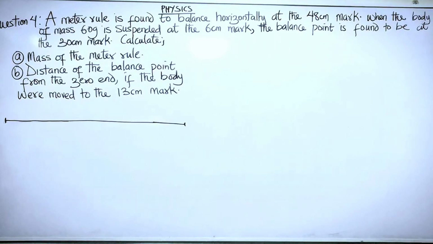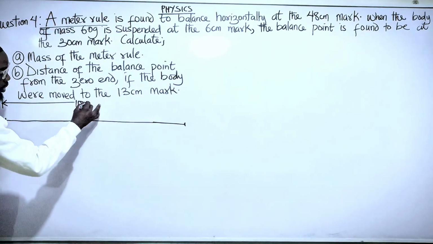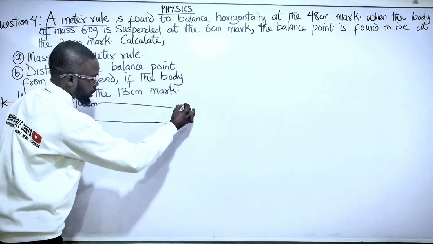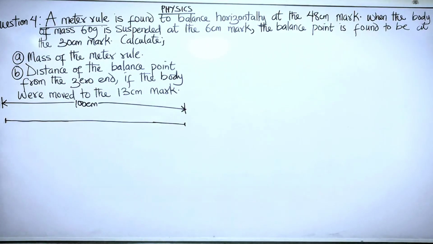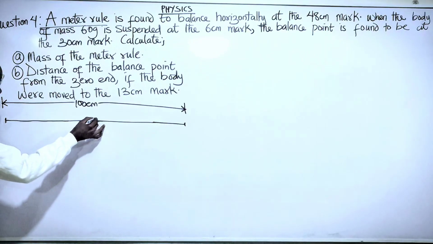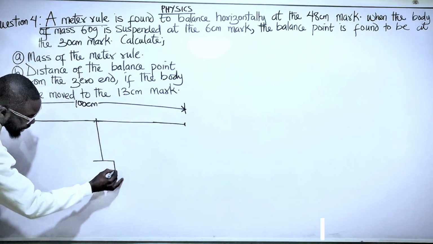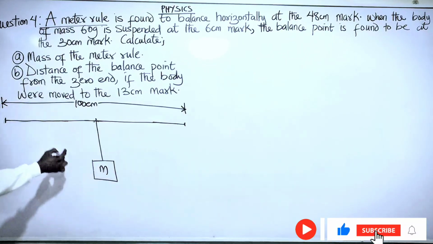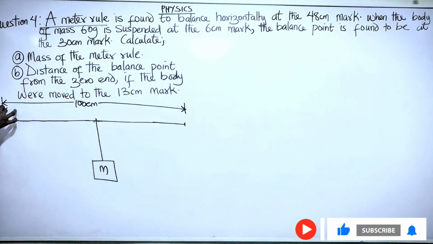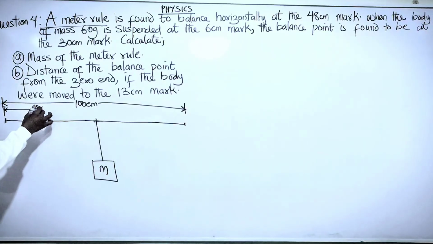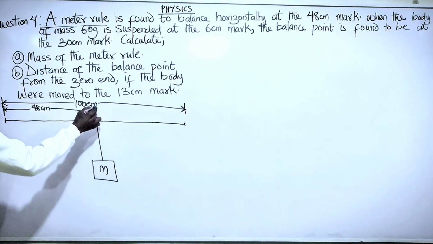All right, so let's assume, we said it was found to balance at the 48 centimeter mark. A meter rule is normally 100 centimeters, because it's a uniform meter rule, right? So let this be our 48 cm mark. This is our balance point at 48. So from here down is 48 centimeters. It's found to balance here.